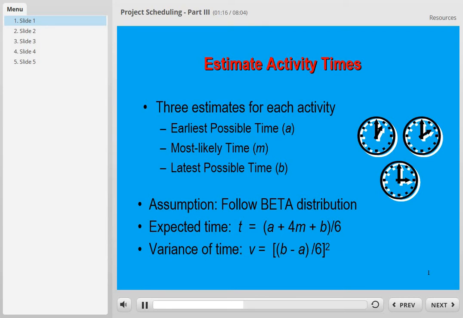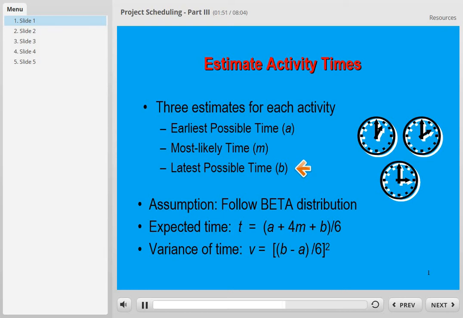Assume that we have an activity network. For each activity, instead of having one estimate, now we're going to have 3 estimates. The 3 estimates are the earliest possible time, which we label as A, the most likely time to finish that single activity, which we label as M, and the latest possible time, which we label as B.